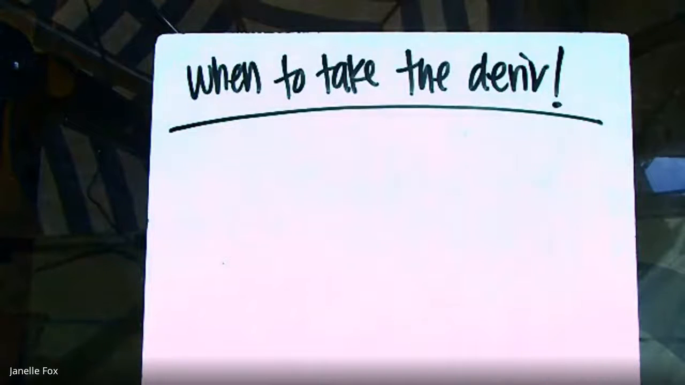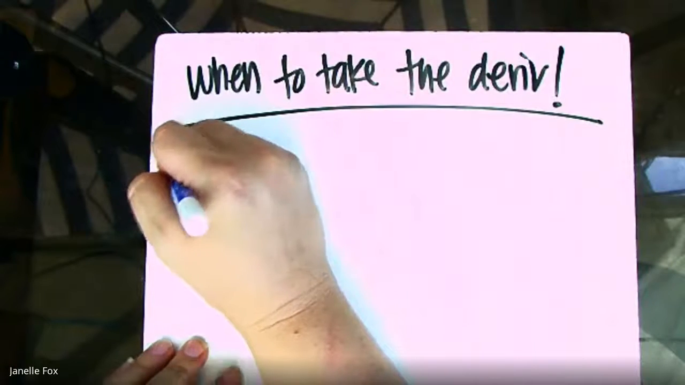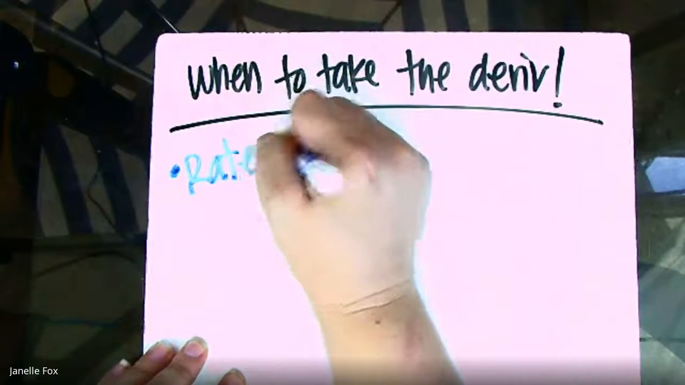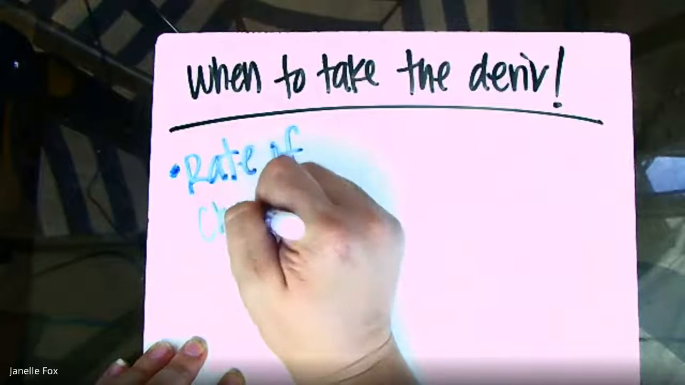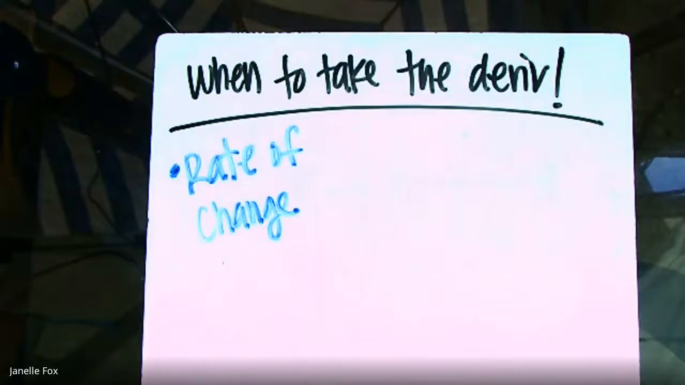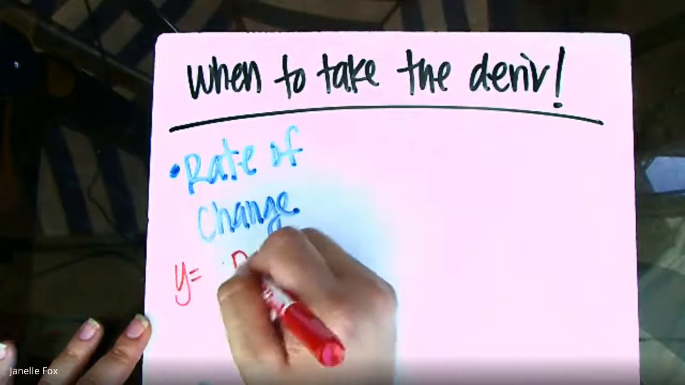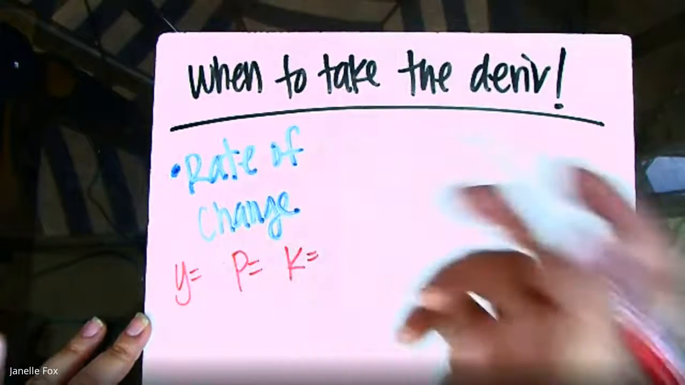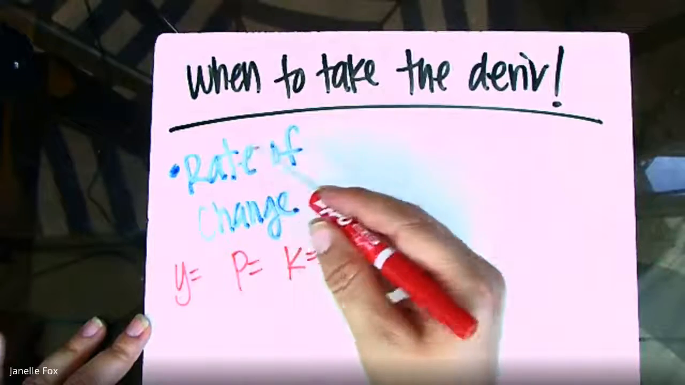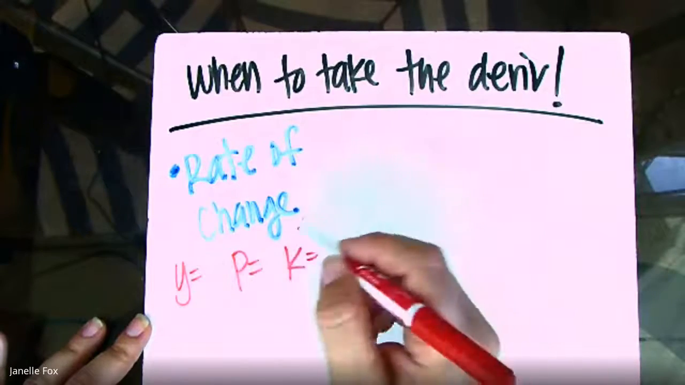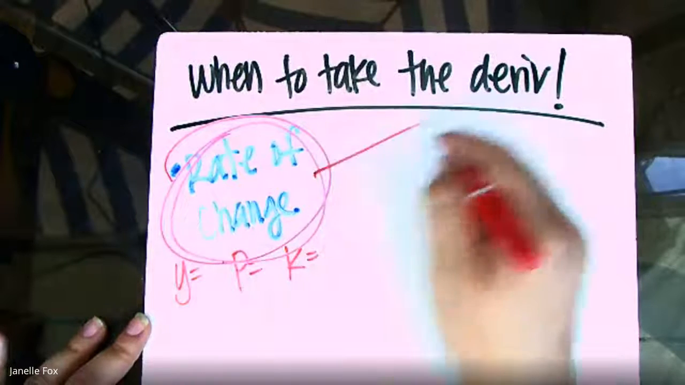Okay, so what are some key things that we should look for if it asks you to take the derivative? If it ever asks you to find the rate of change of something, then you're going to be doing some sort of a derivative. Rates of change mean we are going to do some derivatives. They may give you a function, like y equals, p equals, k, just any kind of function, and then it says, what is the rate of change of blah, blah, blah? Then your brain should be like, rate of change, rate of change. That means I need to take the derivative.